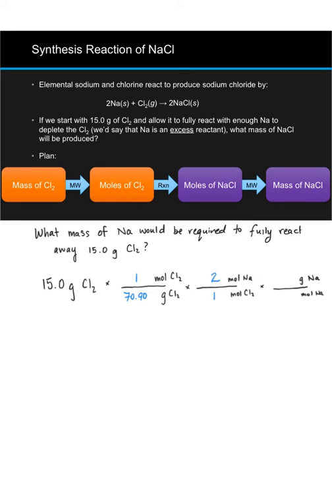Lastly, to go from moles back into grams, we need a molar mass once more, this time for just sodium. According to the periodic table, that's 23 grams per mole. We'll get rid of grams of chlorine, moles of sodium, and be left with grams of sodium at the end of this calculation. Once more, we'll keep 3 significant digits, and when we do, we should end up with 9.75 grams worth of Na.